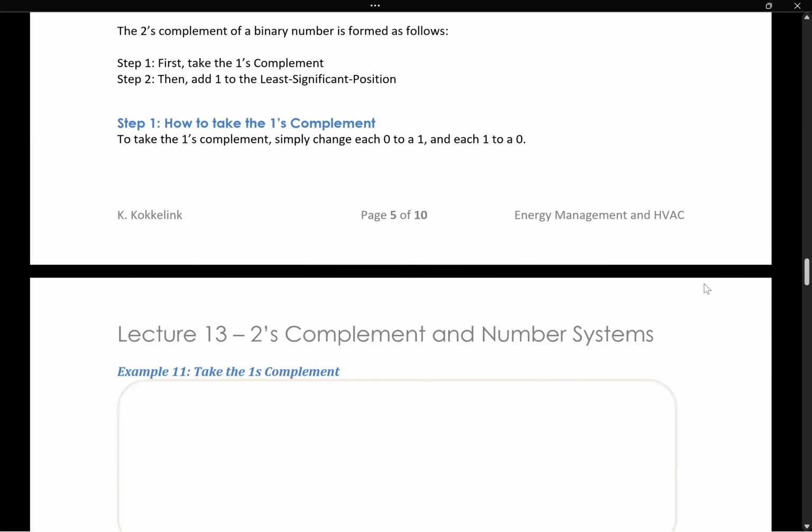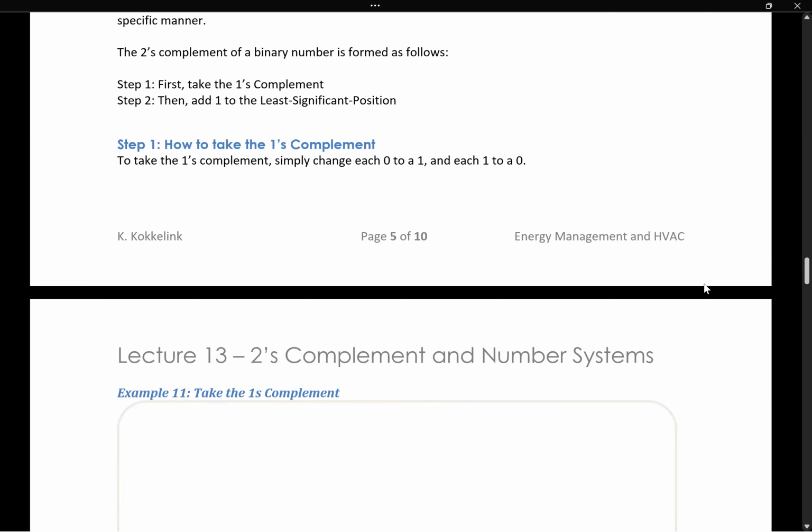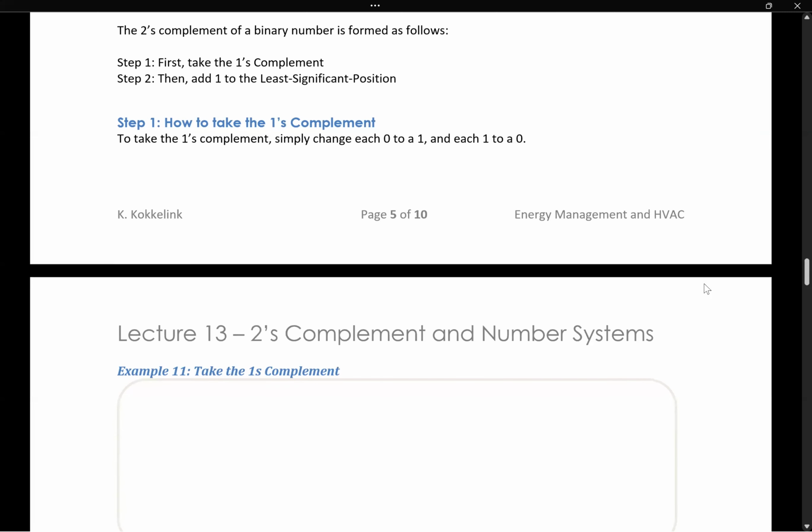So here's what a 2's complement number is. It's pretty simple. To take a 2's complement number, we first take the 1's complement. Then we add a 1 to the least significant position. And right now we're probably rolling our eyes, thinking, do I want to listen to this person? Does this really make sense, right?